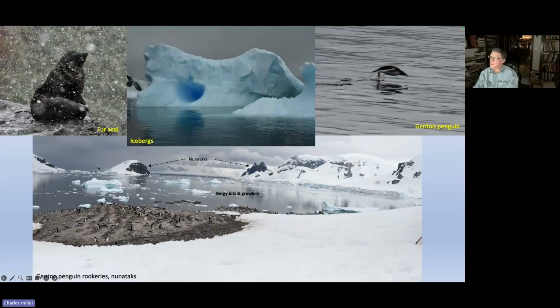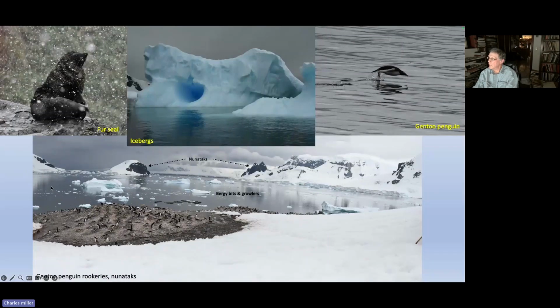Another fur seal in the snow, another iceberg with those different colors, which I'm going to explain, a Gen 2 penguin, solid white abdomen, and just terrific swimmers, can go 23, 24 miles per hour in the water. And here it has leaped out. And now the last image in this group is a panorama.